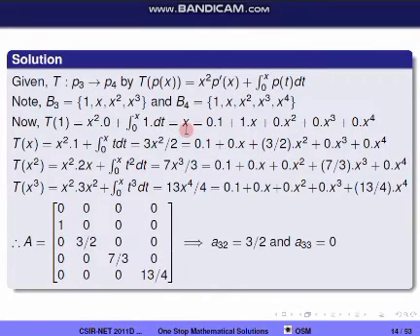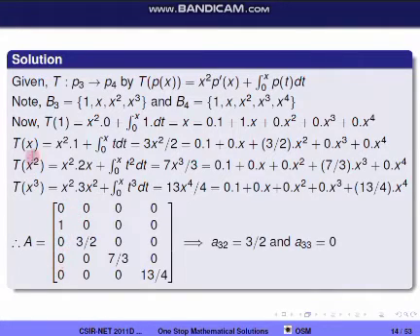Now write this as a linear combination of elements of B4. So this is equal to 0 into 1 plus 1 into x plus 0 into x square plus 0 into x cube plus 0 into x power 4. So the coefficients form the first column of the matrix A. So write it as 0, 1, 0, 0, 0.